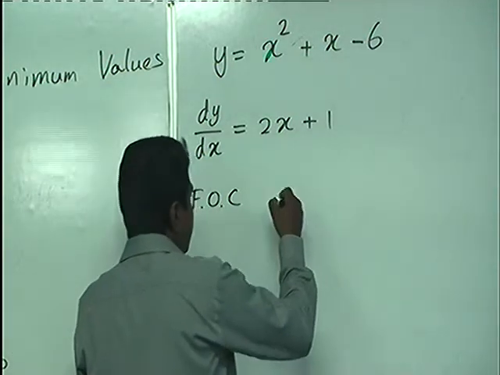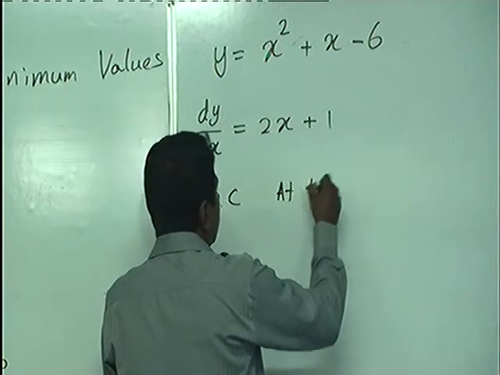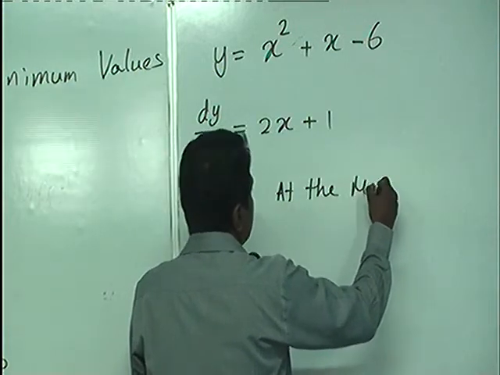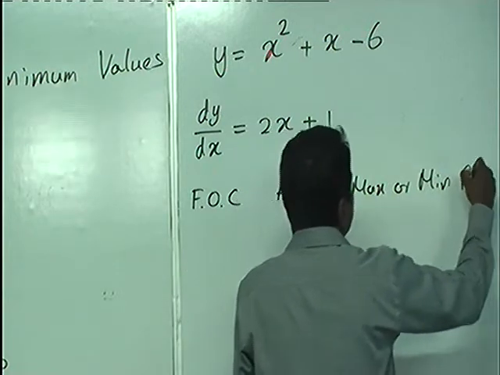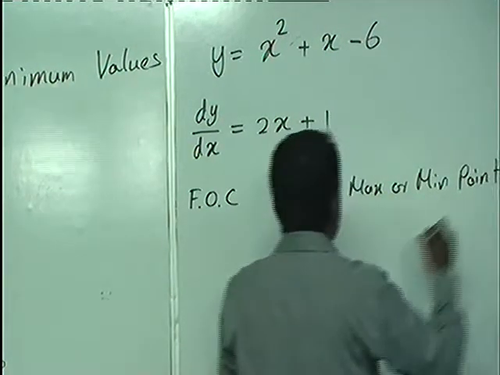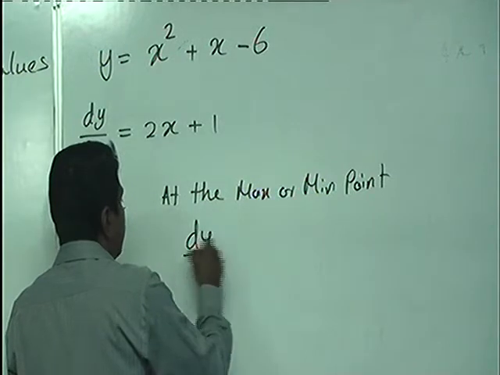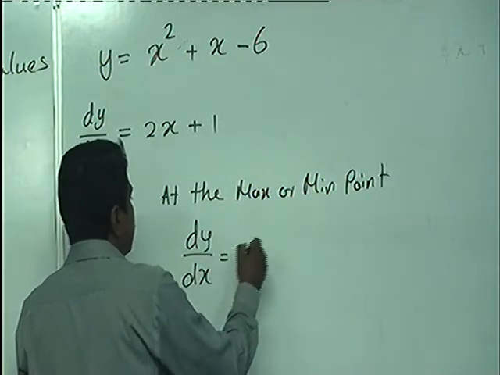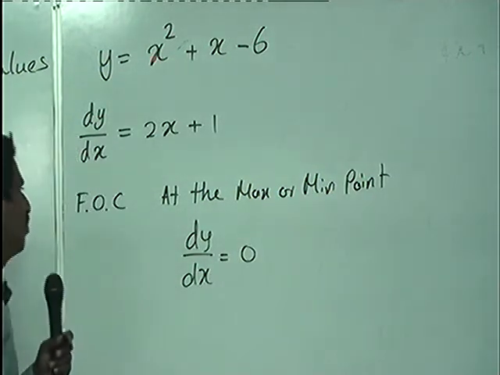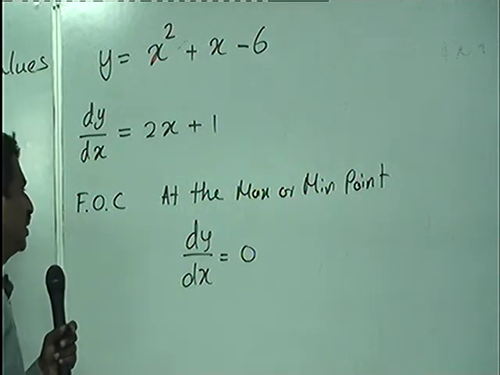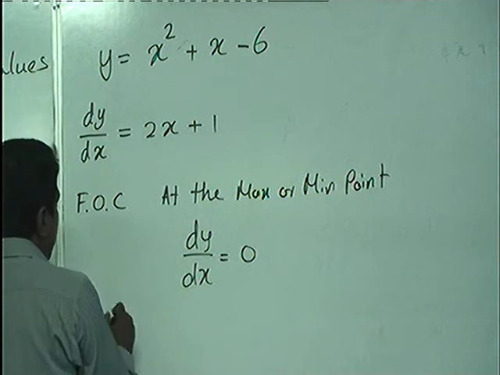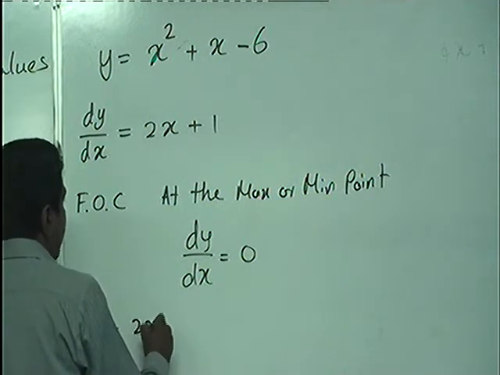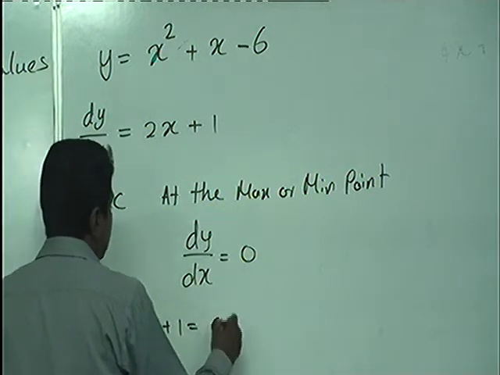I'll write the condition at the maximum or minimum point, dy by dx equals 0. So I will make this equal 0. Therefore 2x plus 1 equals 0.